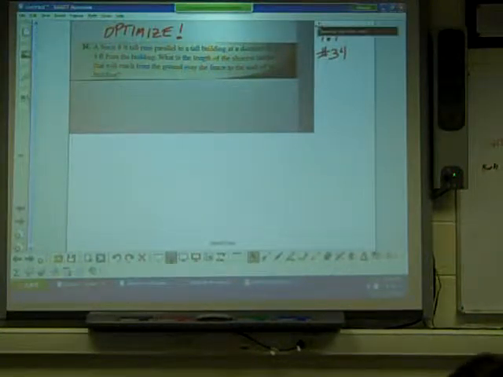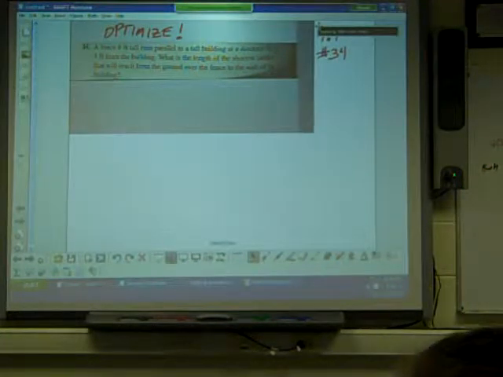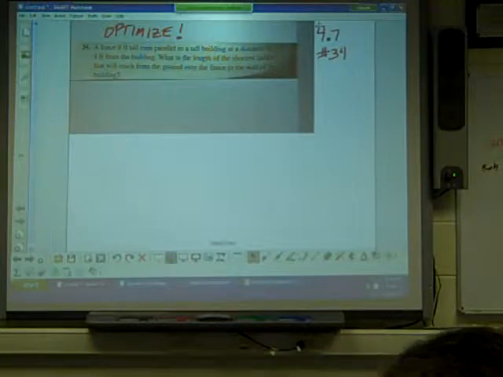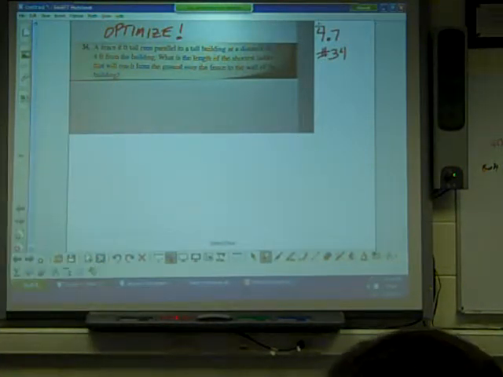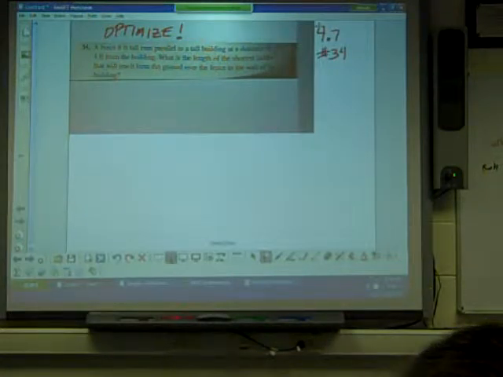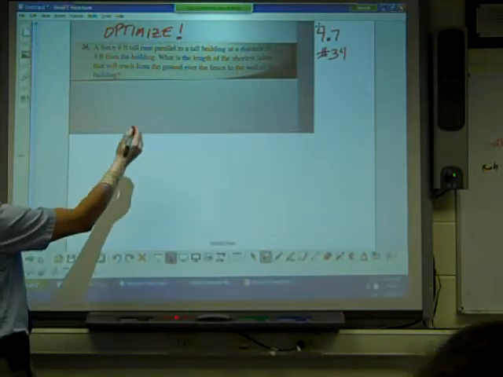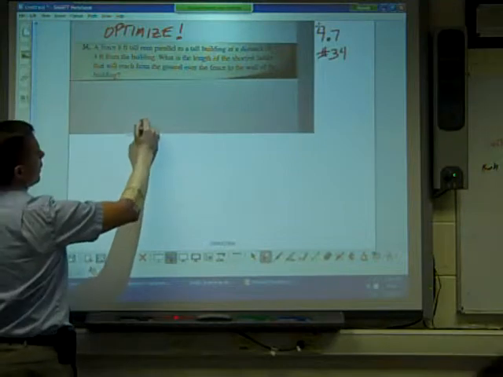All right, this is an optimization problem from section 4.7, number 34. A fence 8 feet tall runs parallel to a tall building at a distance of 4 feet from the building. What is the length of the shortest ladder that will reach from the ground over the fence to the wall?